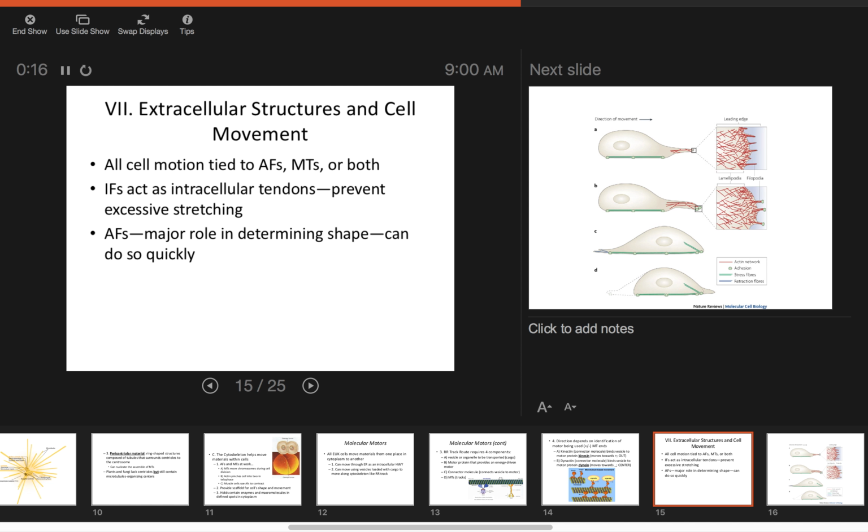So cell motion is tied to actin filaments, microtubules, or maybe they use both. Intermediate filaments are kind of like tendons. They prevent excessive stretching, because if the cell were to overstretch itself, it may tear the plasma membrane. So there's a limit as to how far a cell can stretch before it's in trouble. Actin filaments have a major role in determining shape, and they can do this very quickly, as to what shape the cell will take.